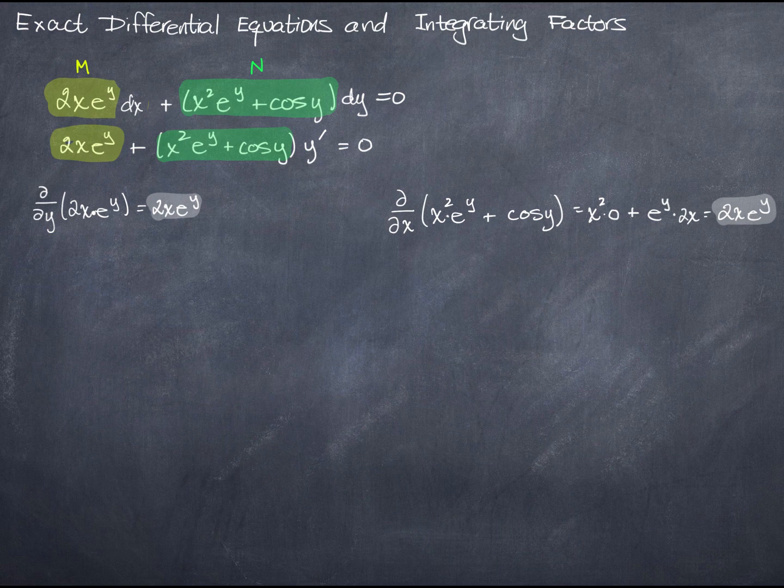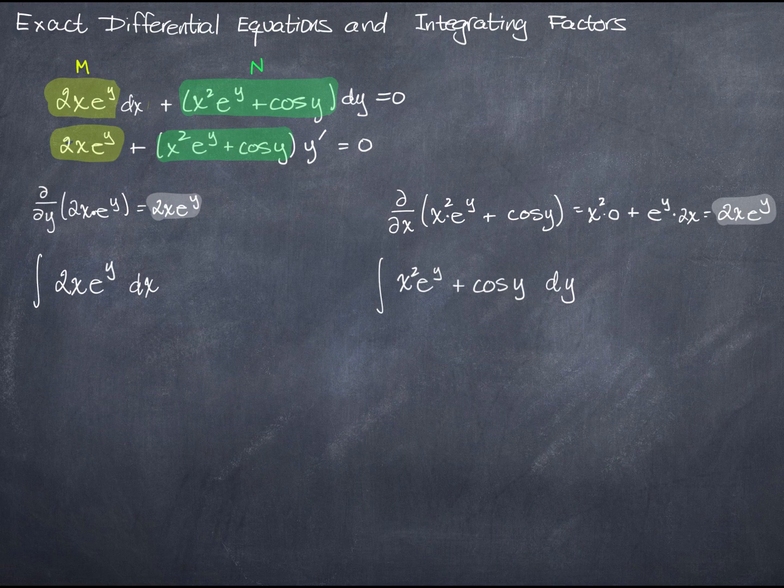So if I know that the derivative of a function is 2x e to the y, and that's the derivative that I got when I partially differentiated with respect to x, then I'm going to integrate it with respect to x to find out what function gave me that derivative. And the same is true of the other one. What function has a derivative of x squared e to the y plus cosine of y? Well, that one was differentiated with respect to y, so I'll integrate it with respect to y.